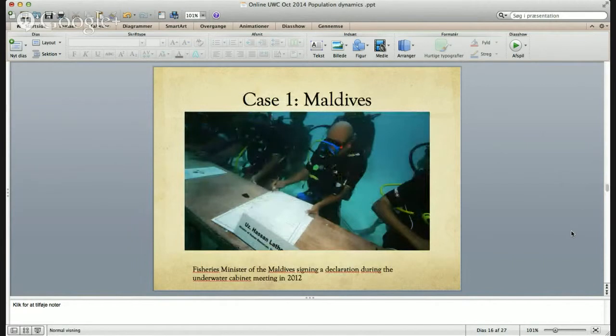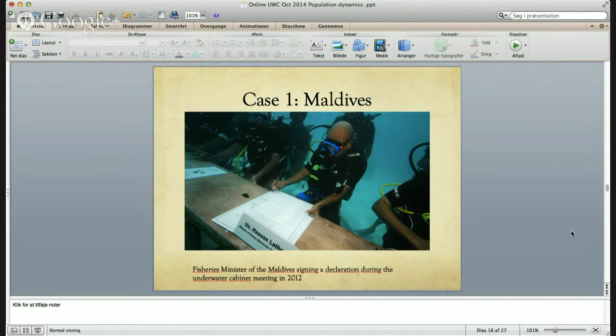The first case is from the Maldives. I think many people know the Maldives as this fantastic vacation island, but they have also been severely suffering as a result of climate change. And as you can see in this introductory picture, there's an official government meeting taking place under the ocean, or at the bottom of the ocean.